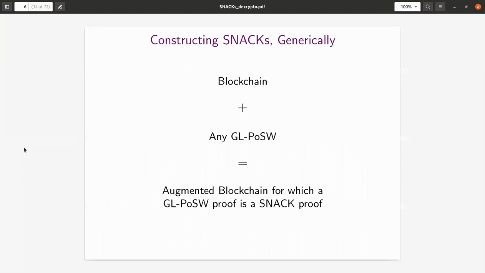So here is the very high-level view of what we're going to be doing. We are going to construct snacks very simply. We will assume that we will have a blockchain and any graph labeling proof of sequential work. And then we will design an augmented blockchain for which a proof of sequential work proof is a snack proof. So the design is very black box-ish.